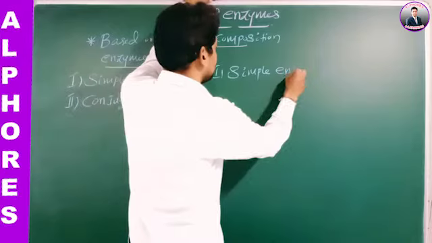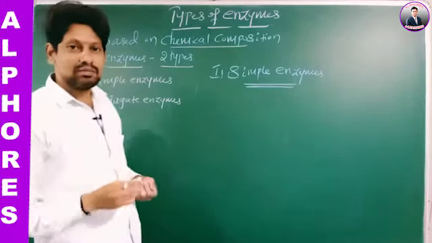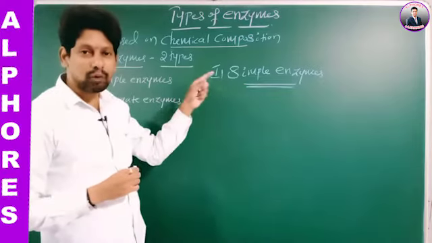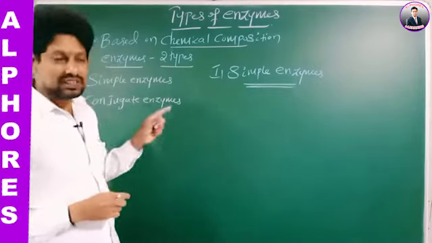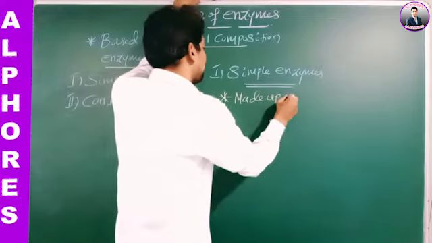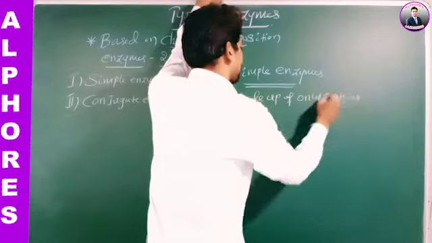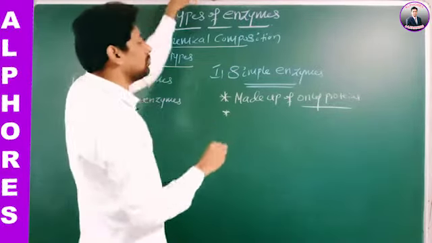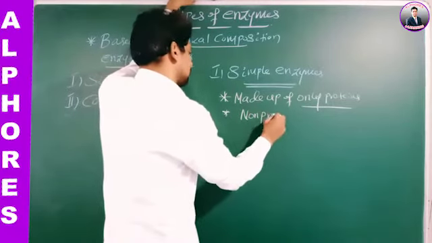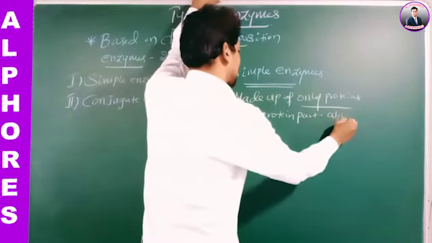Now listen here. Sir, these simple enzymes contain only proteins. It means they are made up of only proteins. It means a non-protein part is not present in simple enzymes. Therefore, simple enzymes are made up of only proteins. What does it mean, sir? It means a non-protein part is absent.